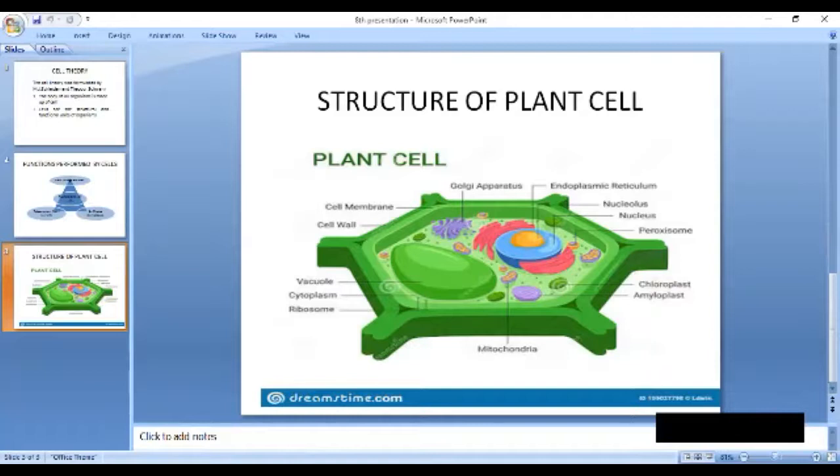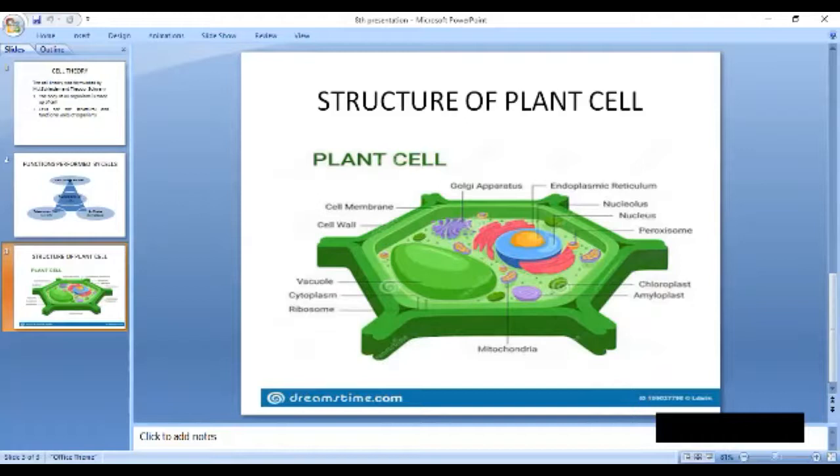Then comes the Golgi apparatus or Golgi complex. The Golgi complex stores the cell secretions like hormones, enzymes, and mucus. This Golgi complex is seen more in the glandular cells. There are different types of cells that you will study in the coming chapters. So this Golgi complex is seen more in the glandular cells.